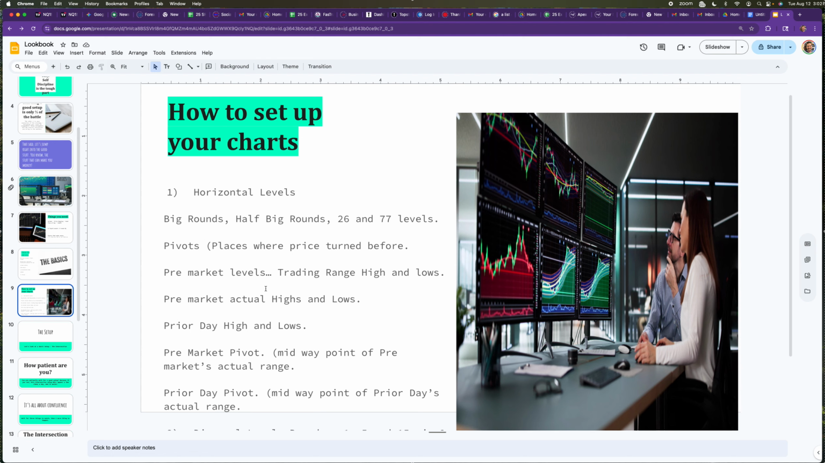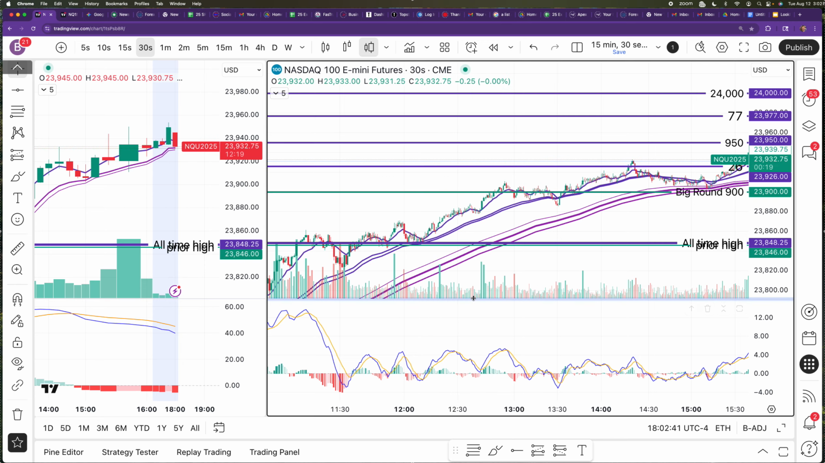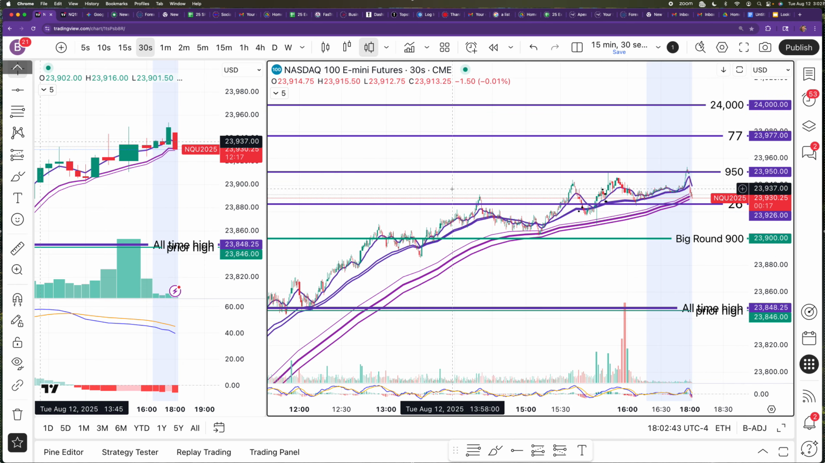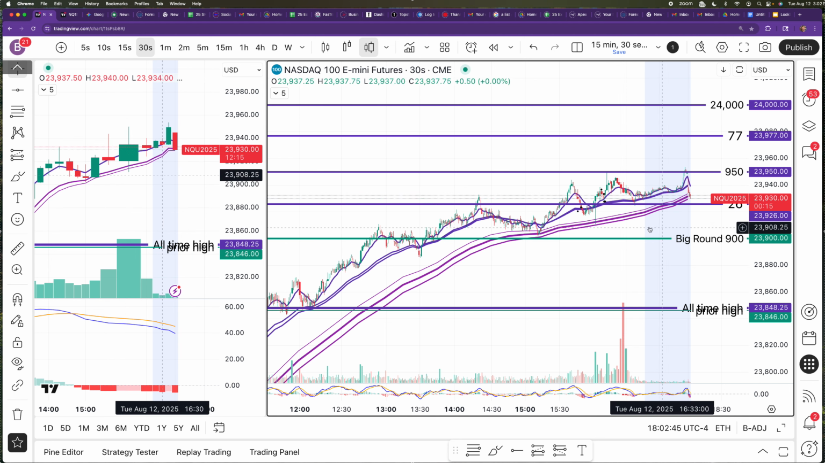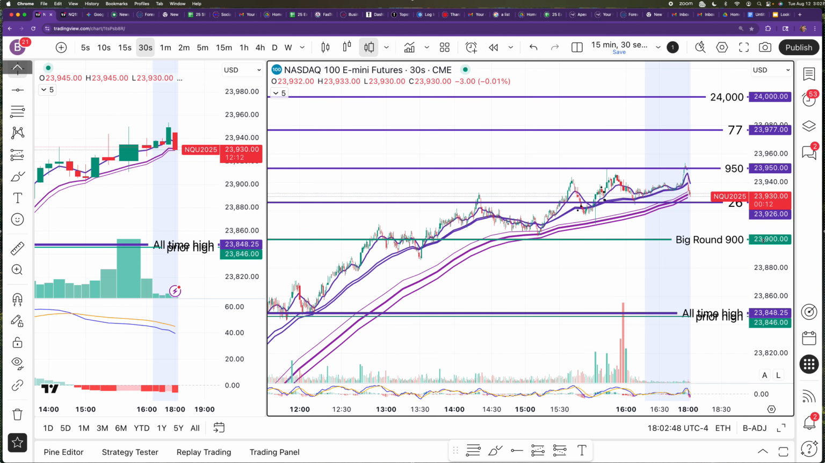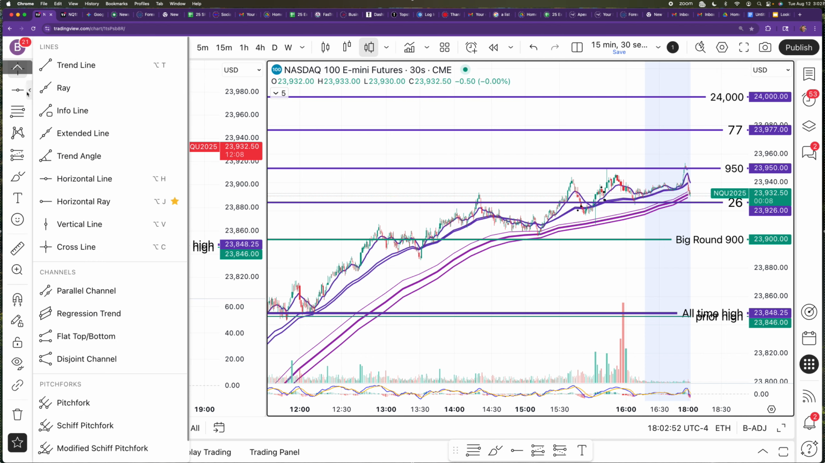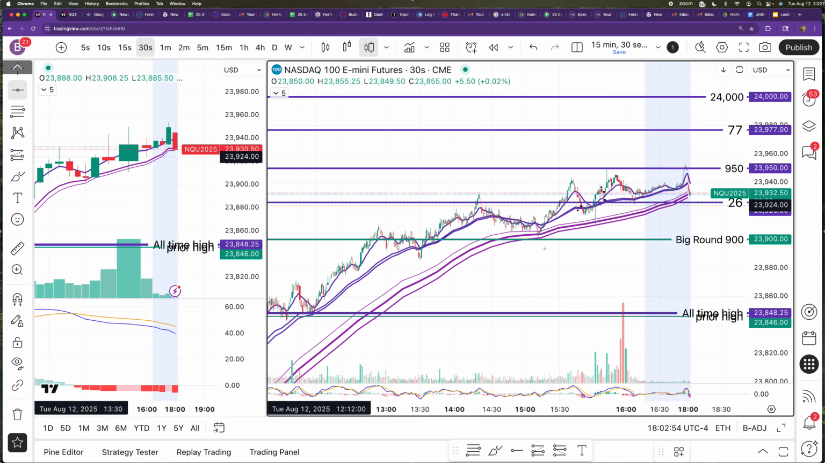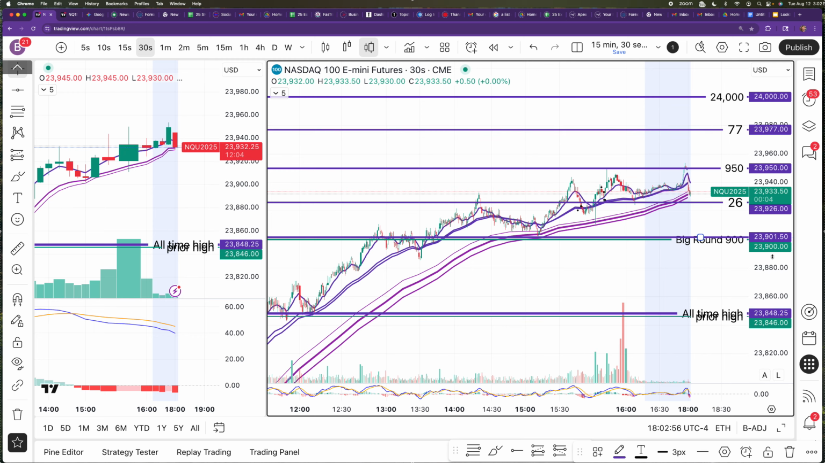And maybe I'll get into more detail on these in another video, but for right now, in the interest of saving time, I'm just going to show you real quick what these levels are. Okay, so big rounds just means wherever you've got a multiple of 100. So I'll put that in using this line right here, horizontal line. Click here on the chart, and then I've got a horizontal line.